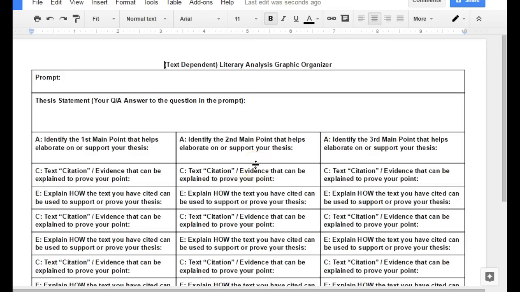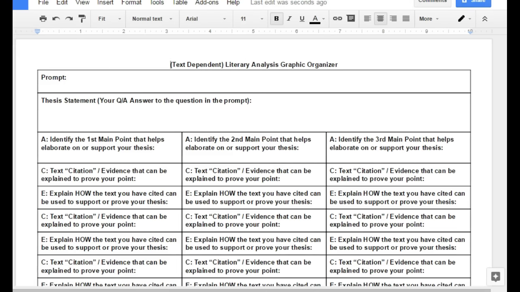We've finished chapter 1 of The Call of the Wild, and I have a prompt for you. We're going to be organizing this prompt. We're going to be spending a good amount of time learning how to do a good pre-write. That means we're going to create a graphic organizer.